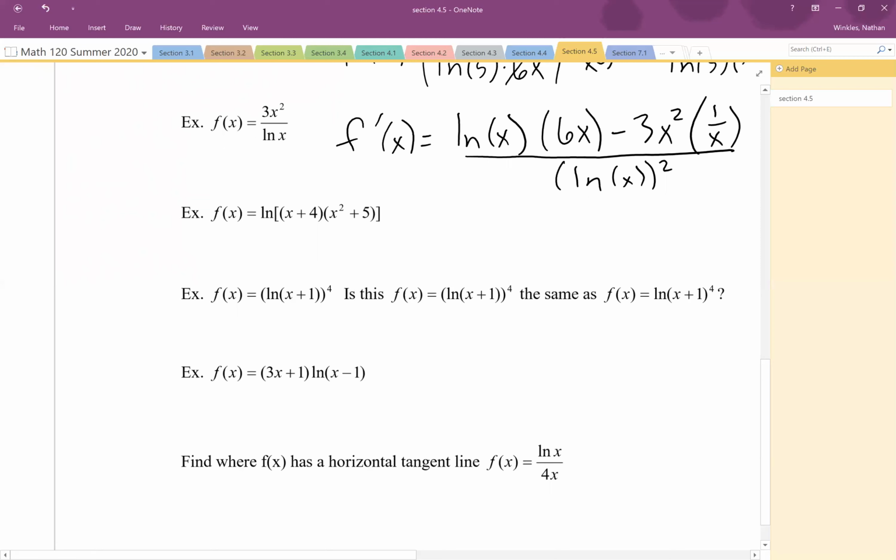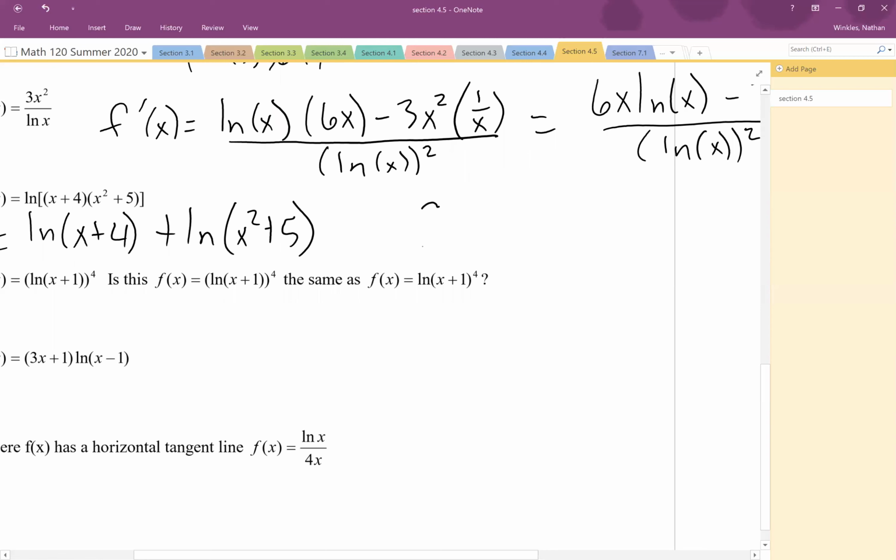So in this case right here, f of x equals the natural log of x plus 4 times x squared plus 5. And this one would be a good case that you could either multiply these out or use log rules. I prefer log rules because they help us out a lot easier. So this would be the natural log of x plus 4 plus the natural log of x squared plus 5. This is our f of x.